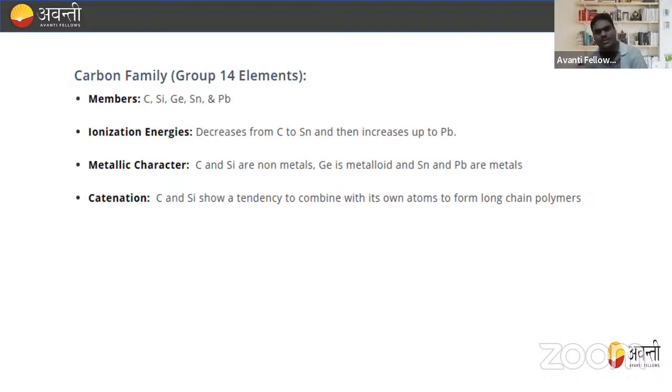So carbon and silicon show a tendency to combine with their own atoms. Basically, the catenation property refers to the self-linking property, right? Self-linking is also known as the catenation property. So carbon and silicon show a tendency to combine with their own atoms to form long chain polymers, right?